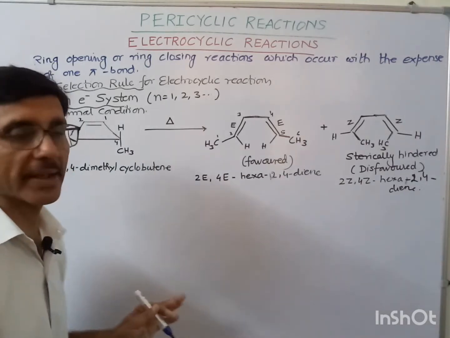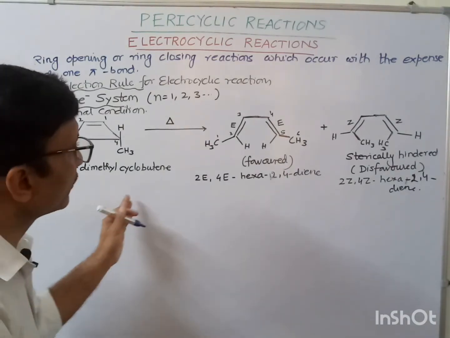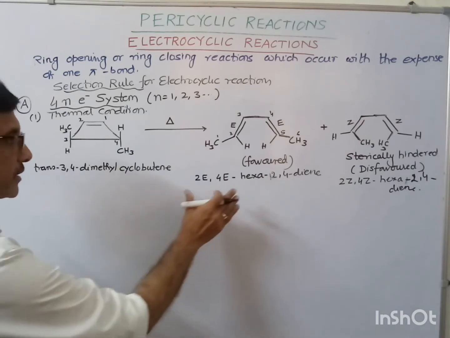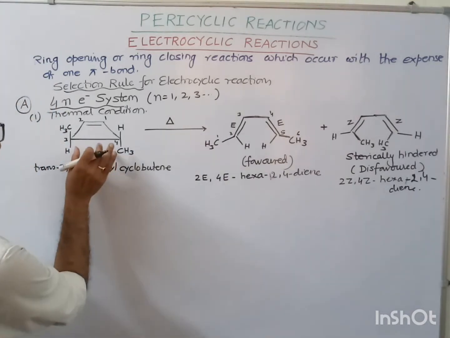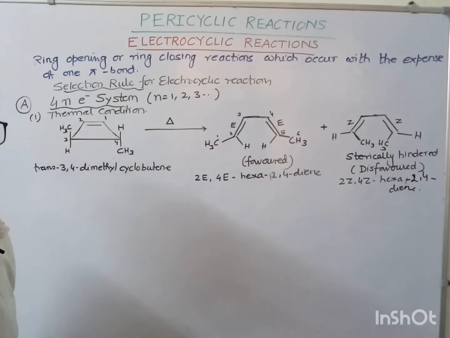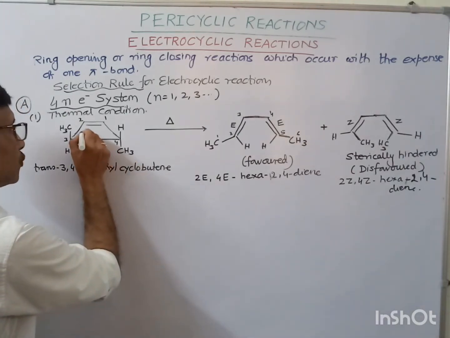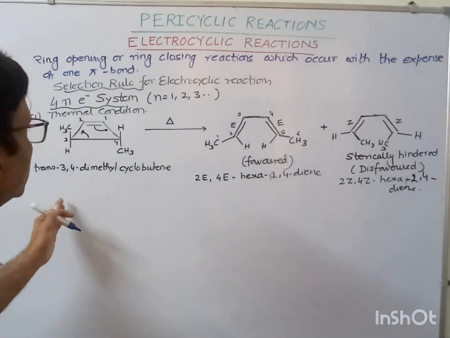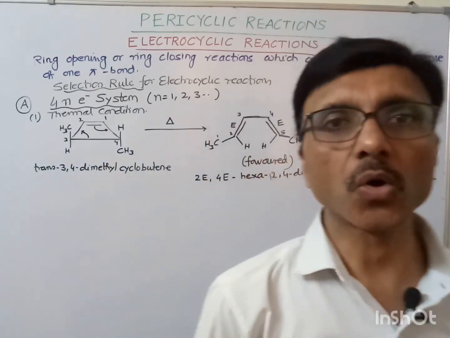So how can we arrive at this result? If you want to see the mechanism, how can we arrive at it? This result can only be obtained when the ring opens in a conrotatory manner. So this is a ring opening reaction, and this can only be obtained if the ring opens in a conrotatory manner.